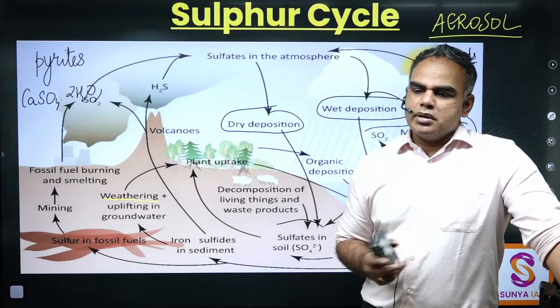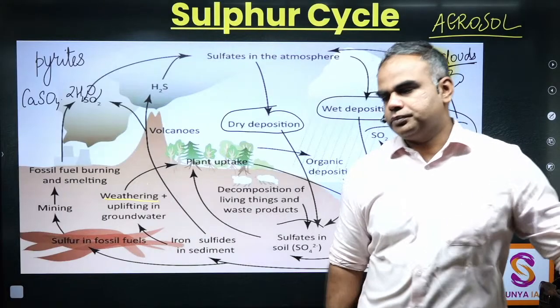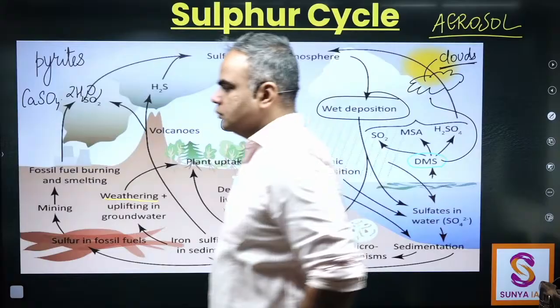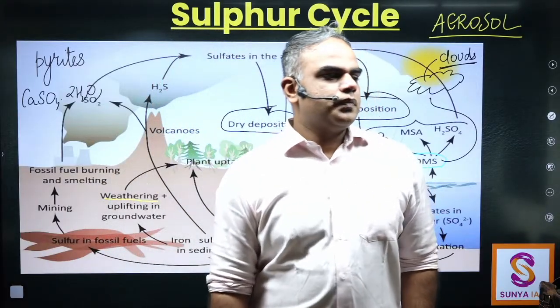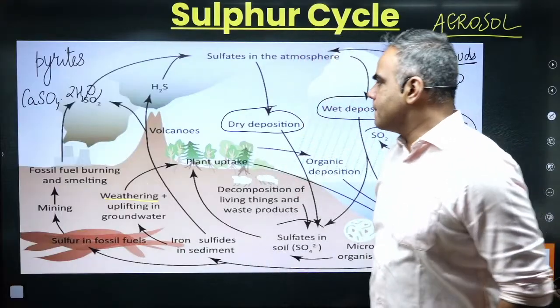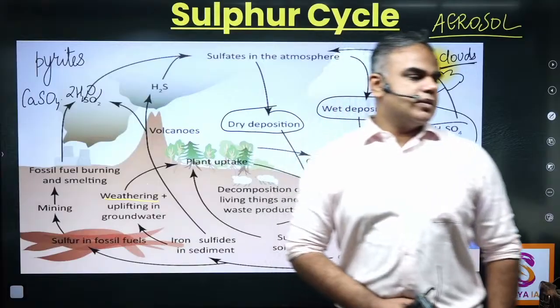Second is absorption. The name is very easy to understand. Absorption. So, plants absorb sulfur as sulfates.